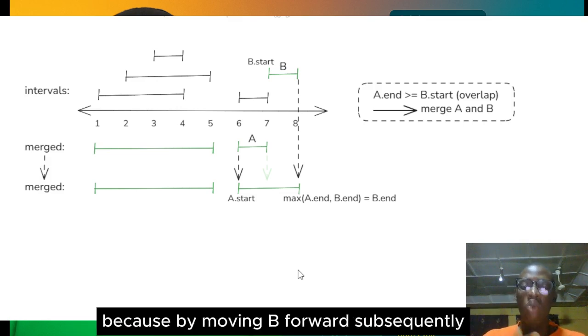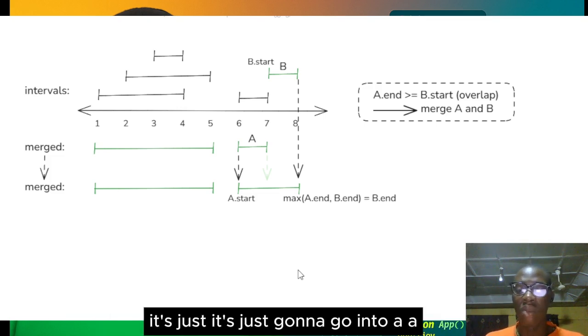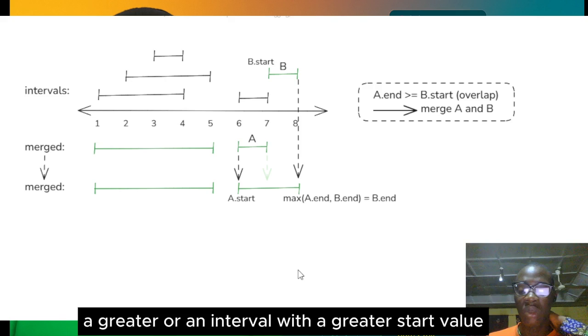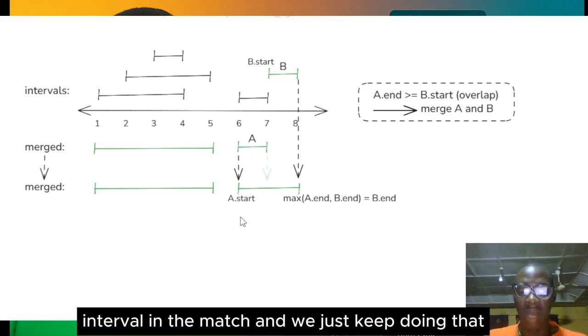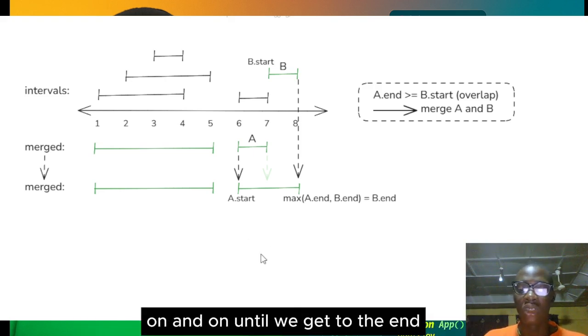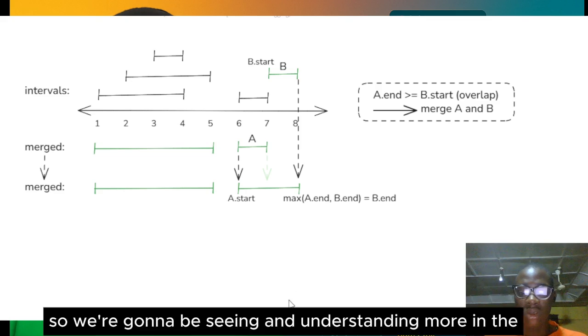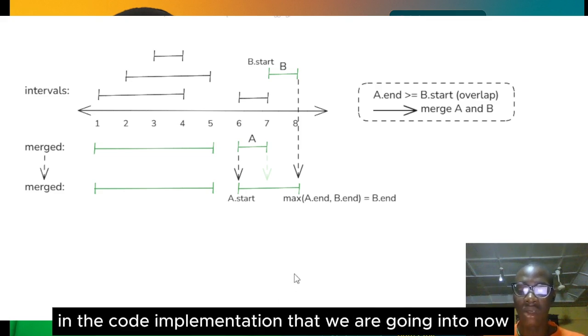Why? Because by moving B forward subsequently, it's just going to go into an interval with a greater start value. So we have to update A also to be the latest interval in the merge, and we just keep doing that on and on until we get to the end. We're going to be seeing and understanding more in the code implementation that we're going into now.